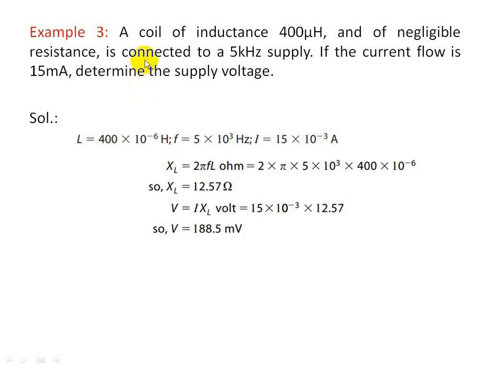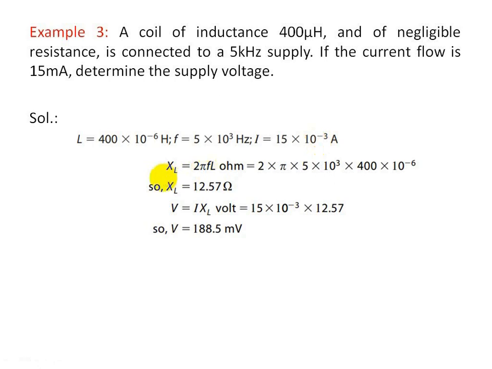Example 3. A coil of inductance 400 microhenry and of negligible resistance is connected to a 5 kHz supply. If the current flowing in the circuit is 15 milliampere, determine the supply voltage. So the given values are: inductance, frequency, and the current in the circuit, 15 milliampere. You are asked to find the supply voltage. How will you find the supply voltage?